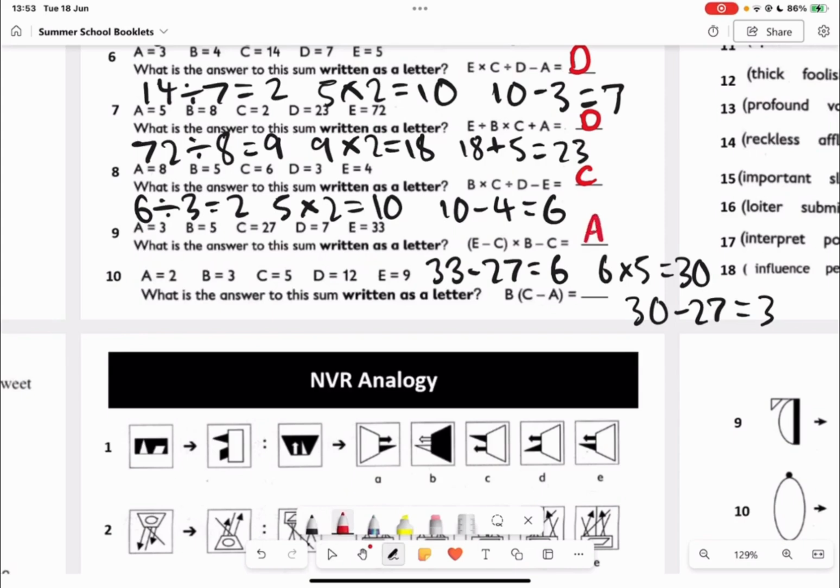And then it's a similar process for question 10. First we do the brackets, which is C minus A, which is 5 minus 2. So 5 minus 2 is equal to 3. And then we do B multiplied by that. So 3 times 3 is equal to 9. And 9 is option E. So E will be our answer.